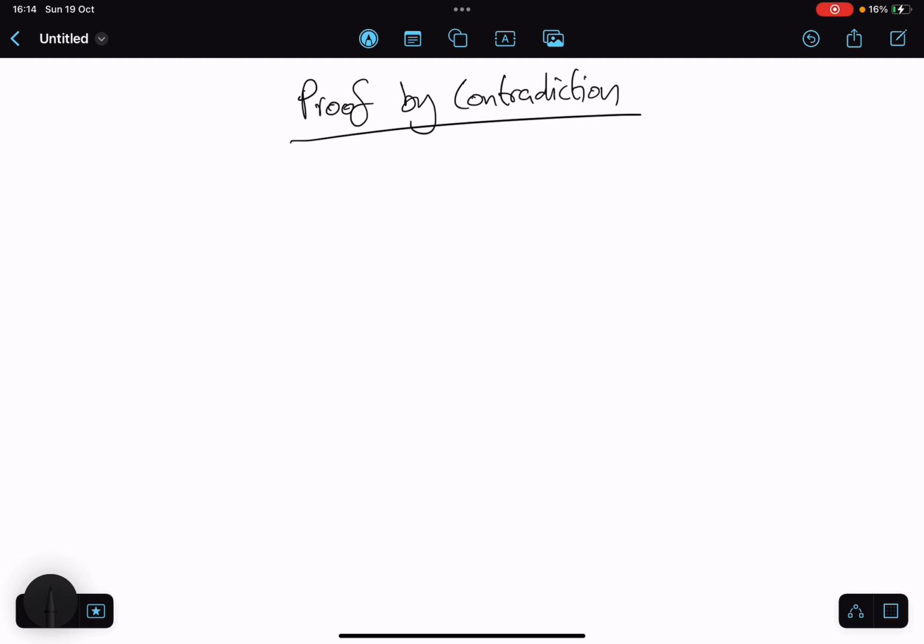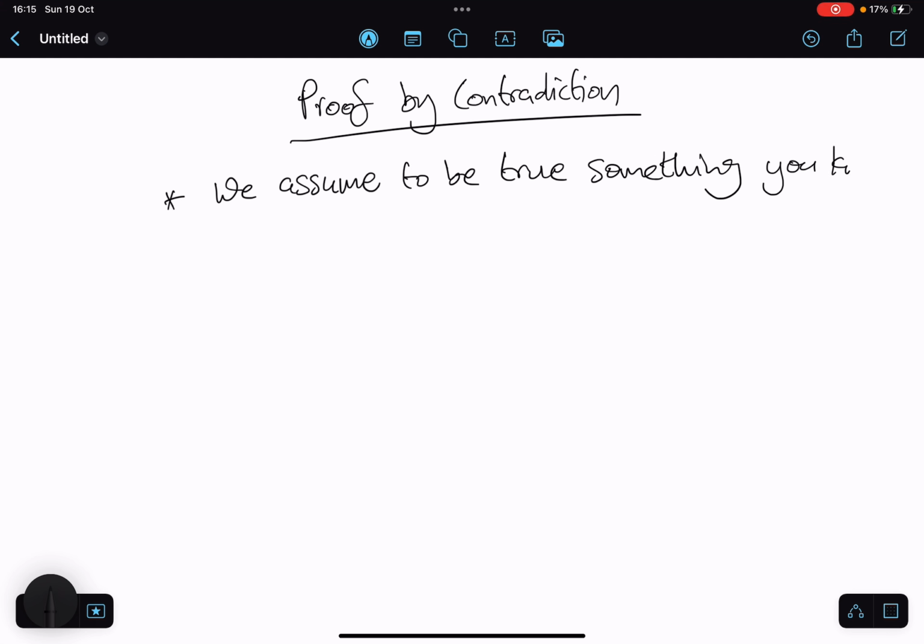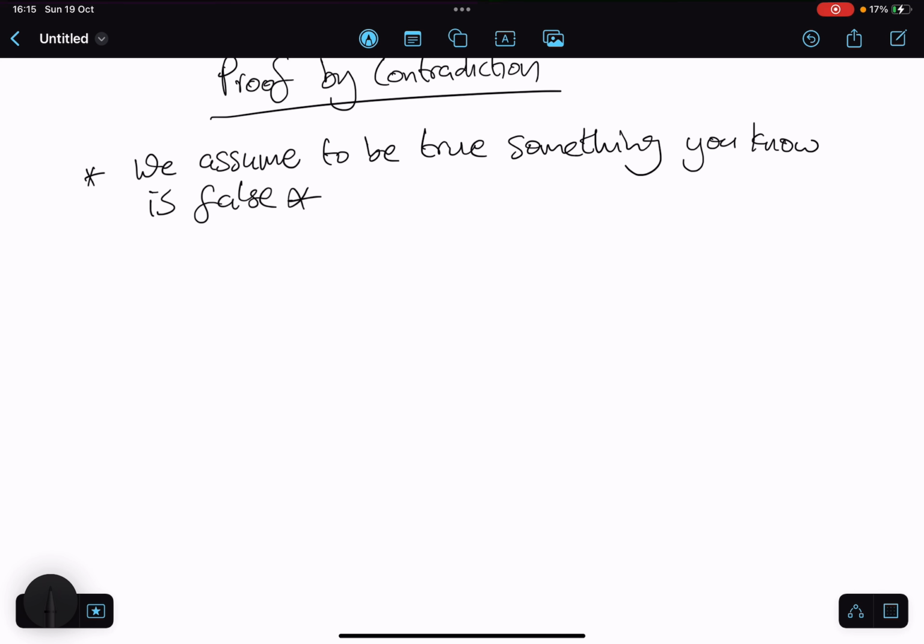So with this one, what we're doing, we assume something that we know is false to be true. When you're making a hypothesis, you're going to assume to be true something you know is false. So that's the basis of proof by contradiction.